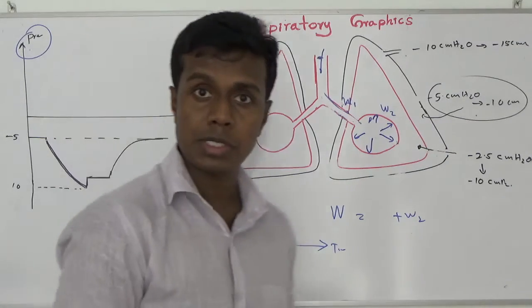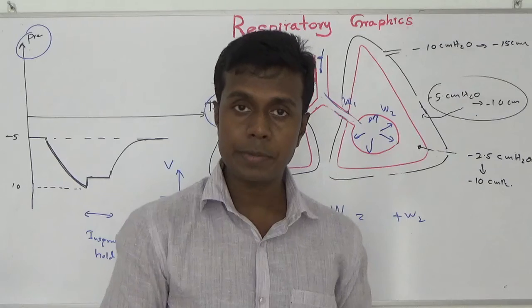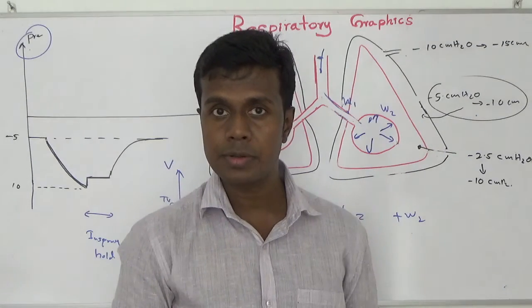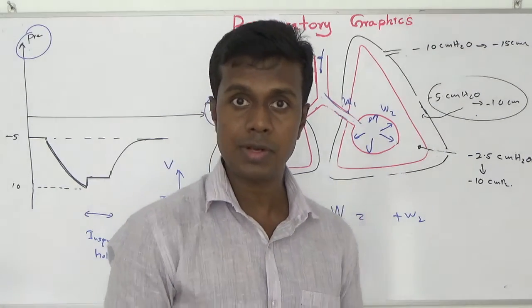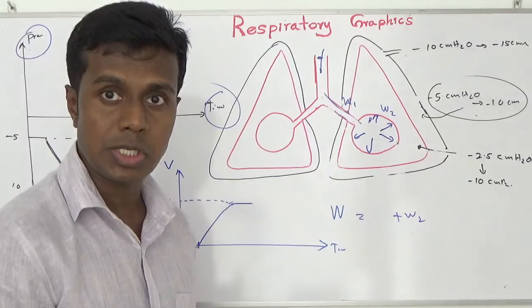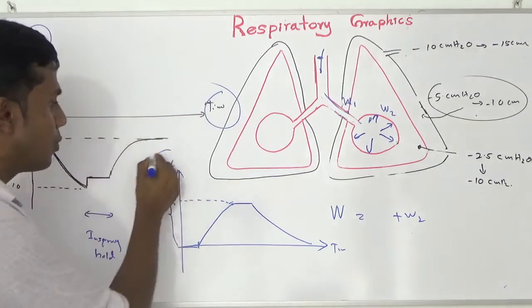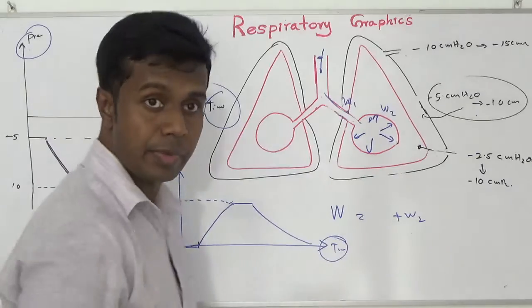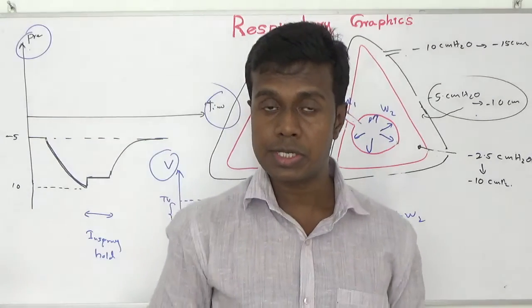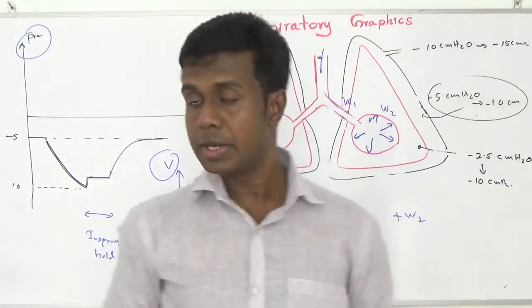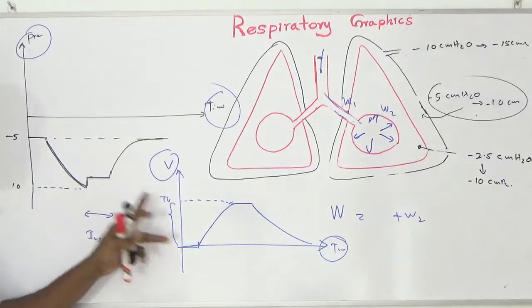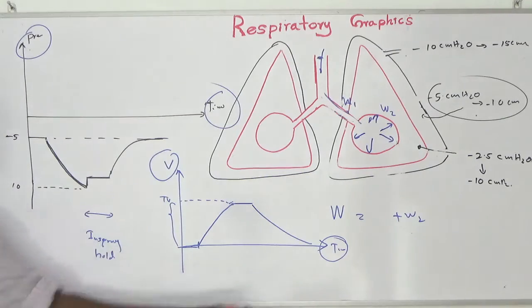The initial part of expiration happens rapidly. The latter part of expiration happens slowly, in a little bit of an exponential fashion. This is your volume time change, the volume time changes of your lung. Here we discussed pressure time change, and here we discussed volume time change.